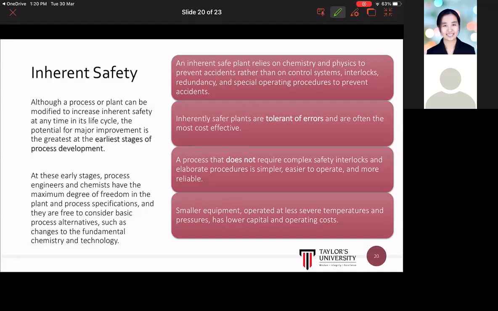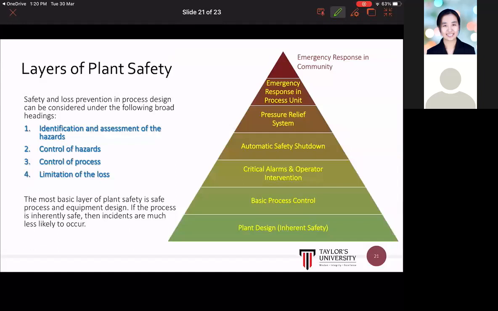Okay, and you can read, there's a lot of text here. So this is what we call the layers of plant safety, and later on you will hear people say the word LOPA. Yeah, layer of protection analysis. Okay, so basically it's this one. So the lowest level is where we say the plant design itself, the inherent safety itself.